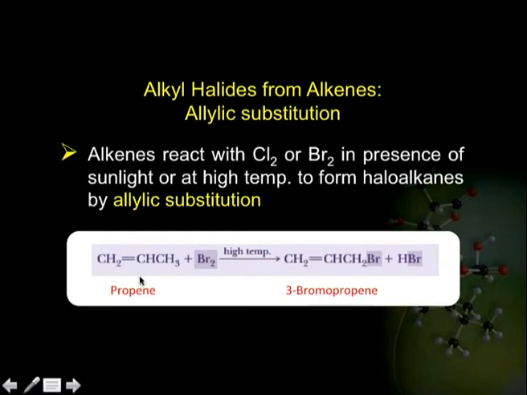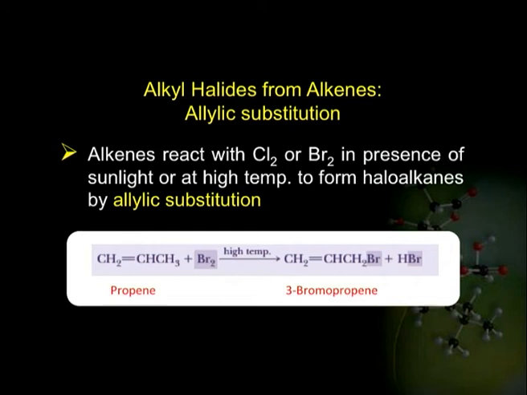So, this is propene which reacts with this halogen molecule in presence of light or very high temperature, and gives, now the double bond is intact, but the substitution has taken place on the allylic carbon. As a result, we get 3-bromopropene and not the saturated hydrocarbon, and as a result HBr gets created.